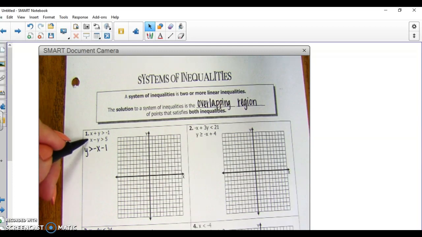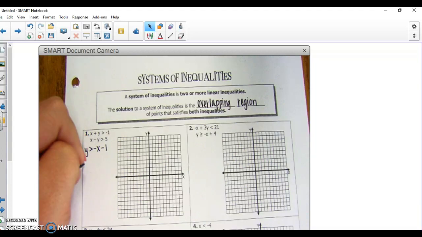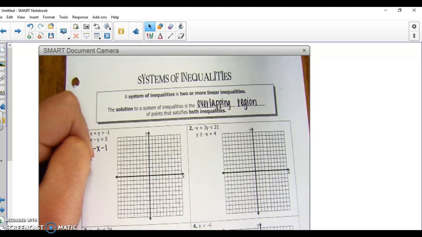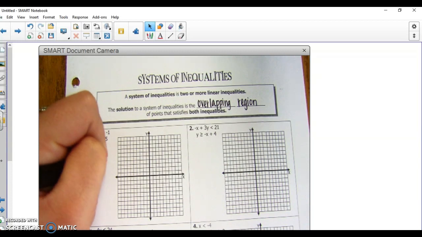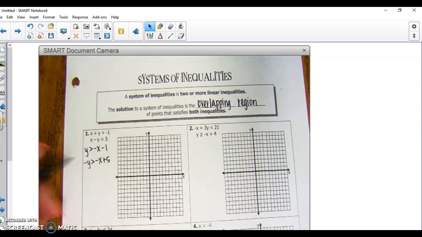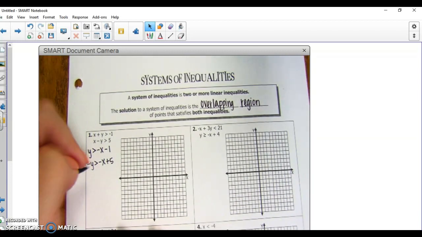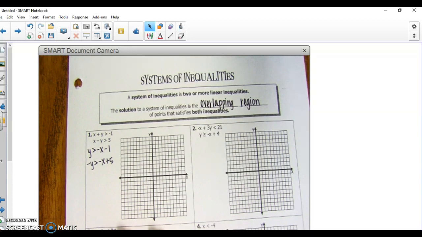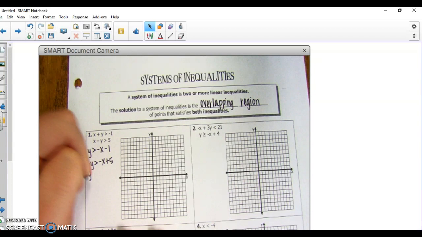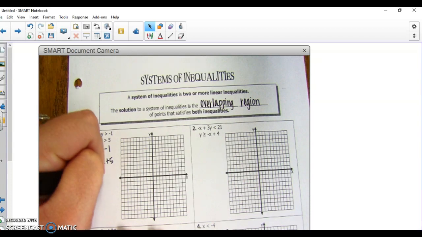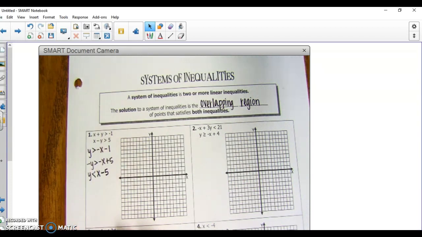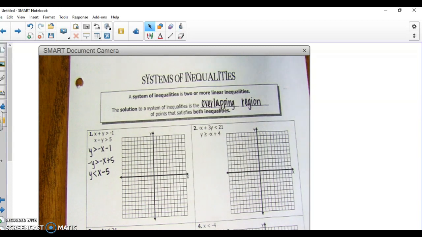And then for my second equation, I need to move x over to the other side. So I have -y is greater than -x plus 5. I can't have a -y, so I just need to multiply everything by -1. And when I do multiply everything by -1, my sign in the middle is going to flip. So I'm going to have y is less than x minus 5. All right, so now I'm ready to graph.